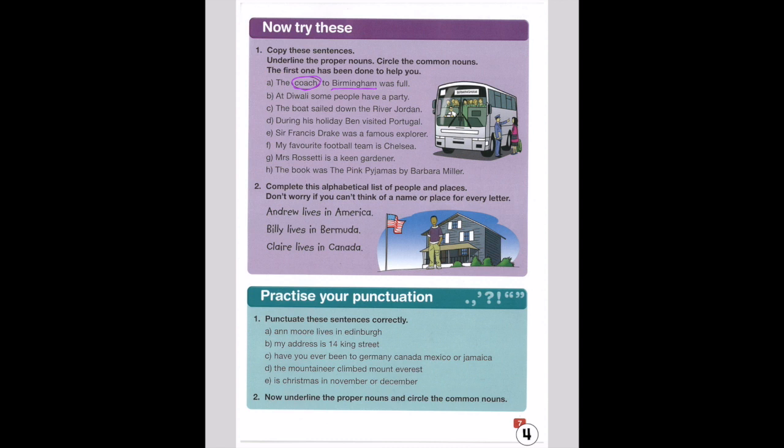Number 2, complete this alphabetical list of people and places. Don't worry if you can't think of a name or a place for every letter. So it's going from A, B, C. The next one is D, right? So, for example, this is question number 2. You're going to start with D. So you need a name. So Danny lives in Denver. Okay? If you can't think of a real name for a place, that's fine. You can make one up, but just make sure that you've added a capital letter and made it a proper noun, okay?